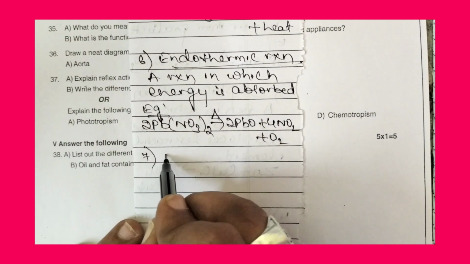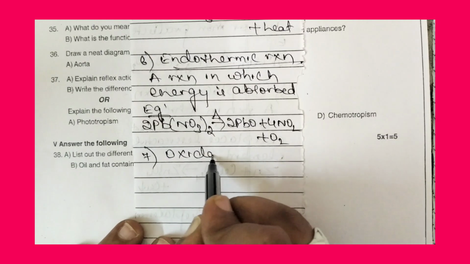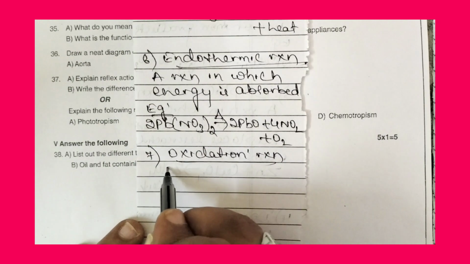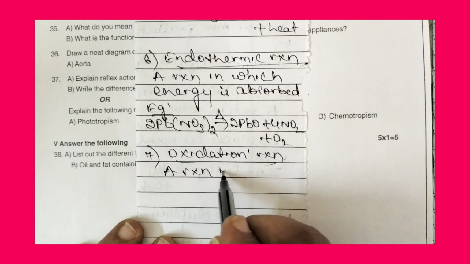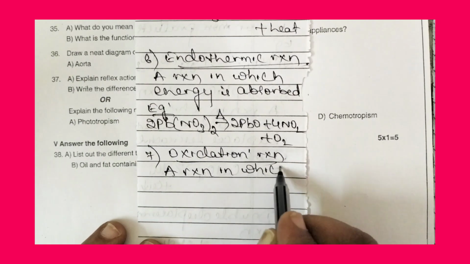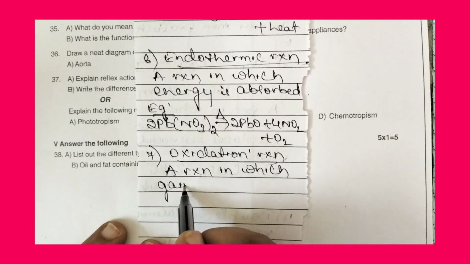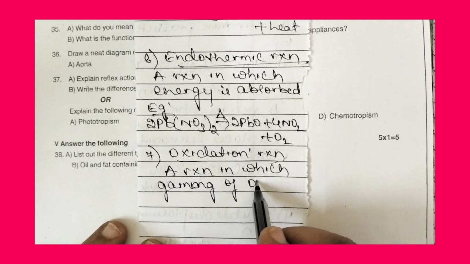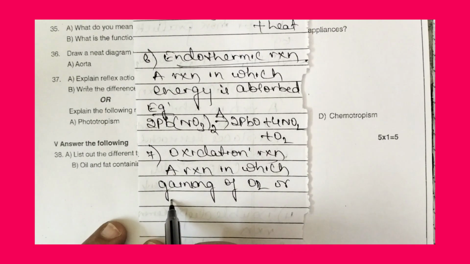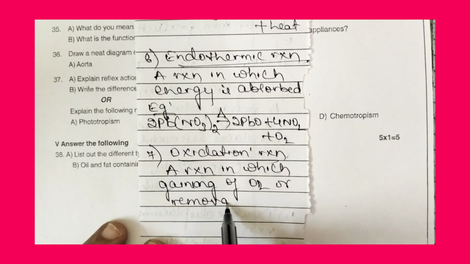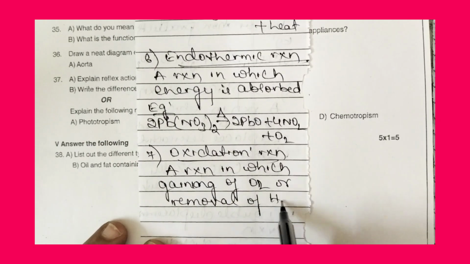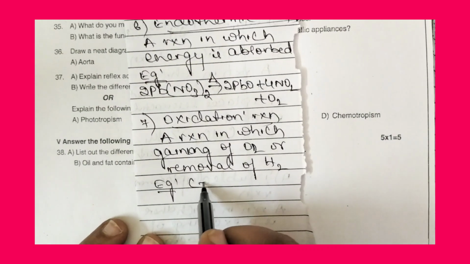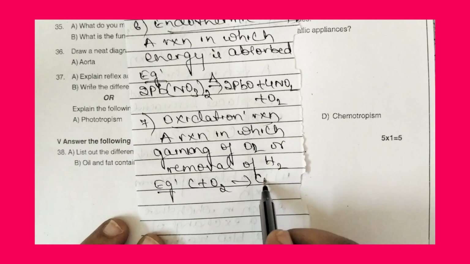Then seventh one, oxidation reaction. A reaction in which there is gaining of oxygen or removal of hydrogen. Example, C plus O2 give rise to CO2.